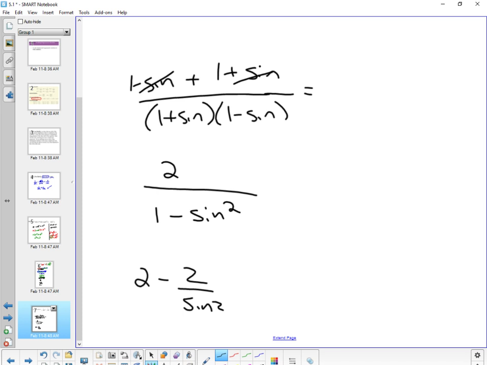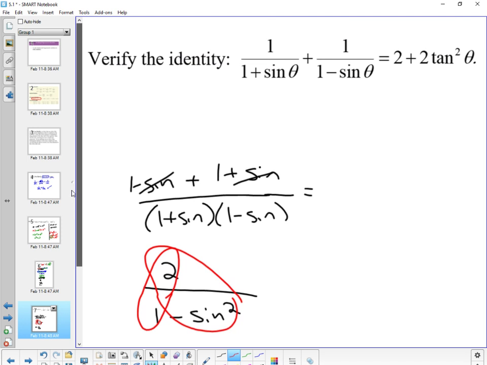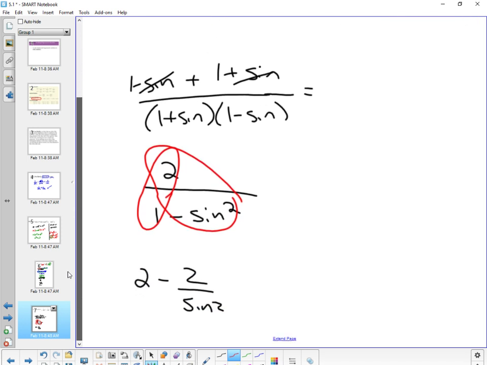Yeah, so here's one fraction, here is the other fraction. Because remember, it's two things, right?